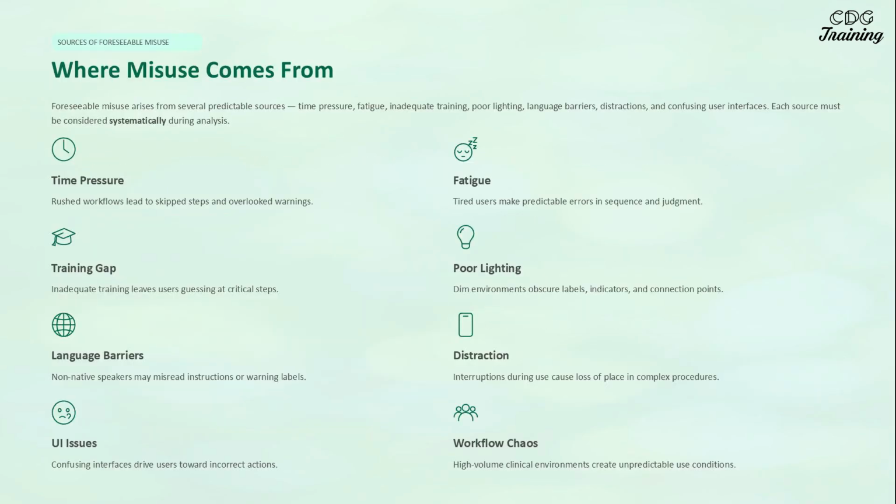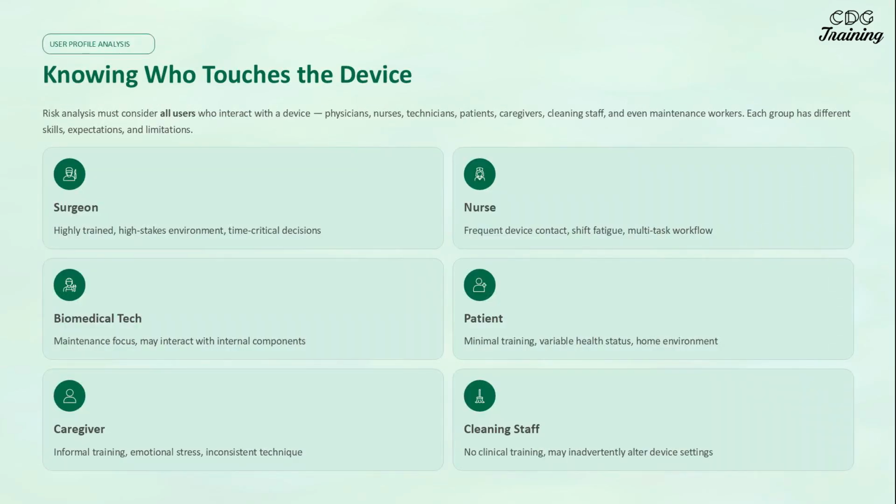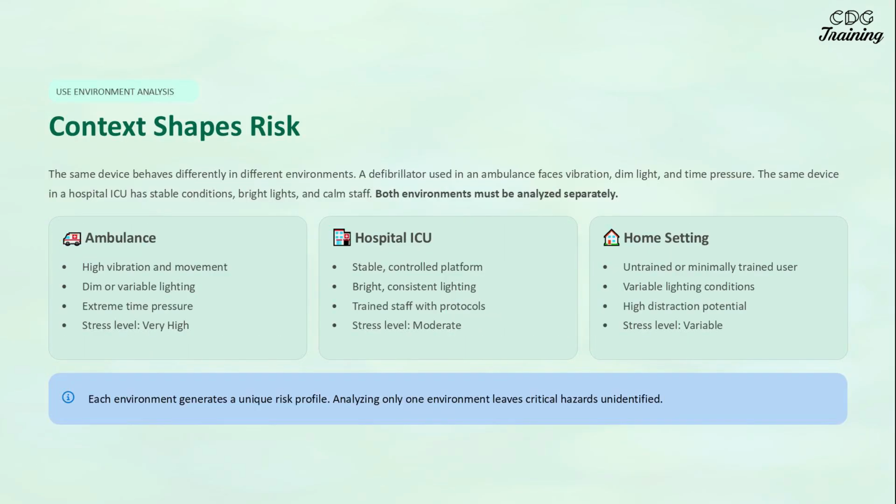Misuse stems from predictable sources like time pressure, fatigue, and poor lighting. Each source must be systematically analyzed to prevent errors and ensure device safety. Risk analysis must consider all users interacting with a device, from surgeons to cleaning staff. Each group has unique skills and limitations, impacting device use and safety. Devices behave differently in various environments, like ambulances or hospitals. Each setting presents unique risks, requiring separate analysis to identify potential hazards.